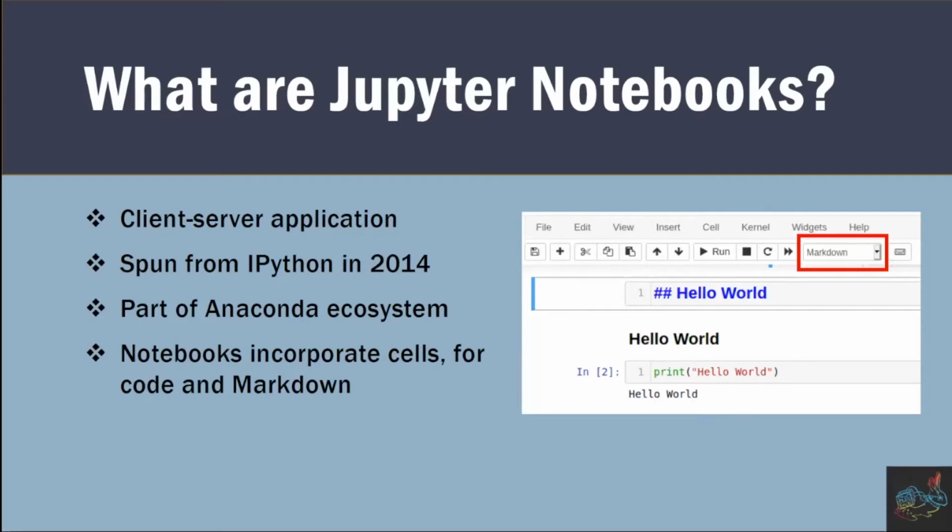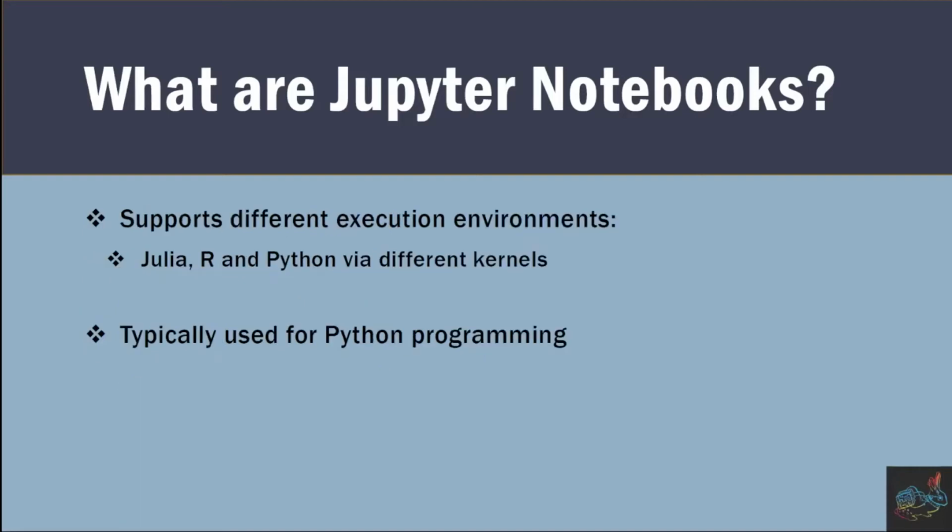So here's just a little screenshot of a Jupyter Notebook. And you have cells where you can run code or you can put markdown. So this is just an example of markdown for a title, producing just hello world here. And then this is just an example of code, which ends up printing hello world in an output cell. So we have input cells and output cells. That becomes quite important later.